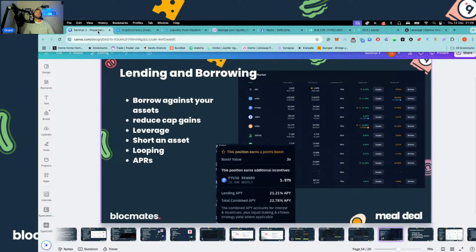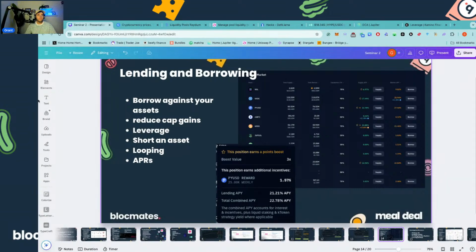Lending and borrowing. So why would you want to lend and borrow, particularly when whatever you deposit in, you can't borrow the same amount? It has to be less. What's the point of that? Doesn't make any sense. Right. So you can borrow against your assets. You can reduce your capital gains tax. You can leverage. You can short an asset. You can loop an asset. And very, very tasty APRs, all through very, very simple money markets, right?